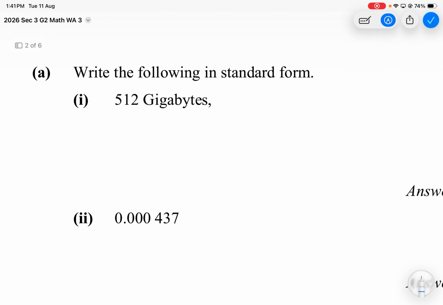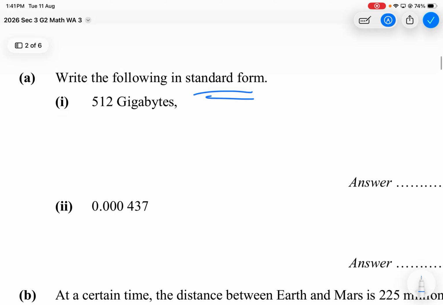Write the following in standard form. Number 1, standard form means my number is some number multiplied by how many zeros? Okay? Then my number in front must be between 1 and 10. Then how many zeros I will put by the power of 10.